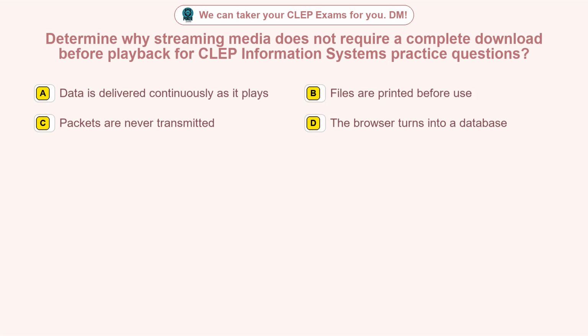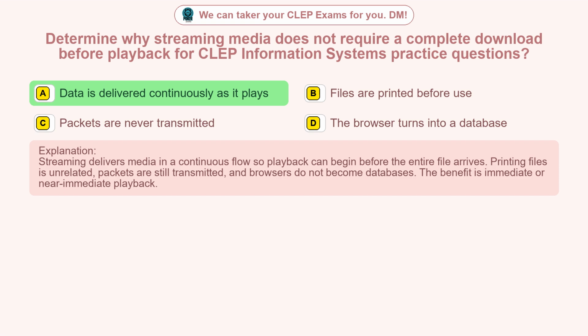Question 28. Determine why streaming media does not require a complete download before playback for CLEP Information Systems practice questions. Option A, data is delivered continuously as it plays. Option B, files are printed before use. Option C, packets are never transmitted. Option D, the browser turns into a database. The correct answer is option A, data is delivered continuously as it plays.